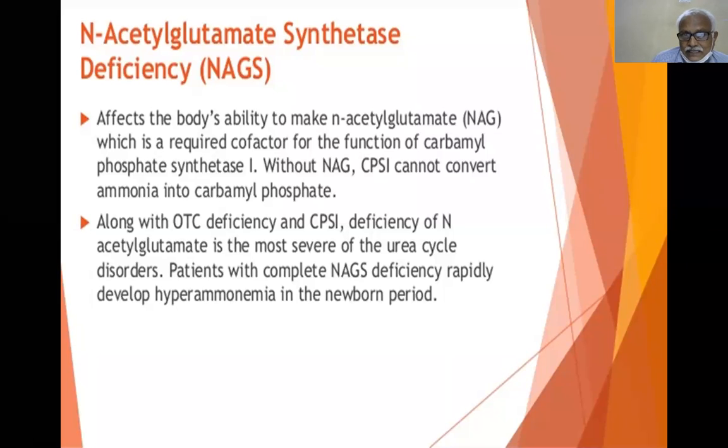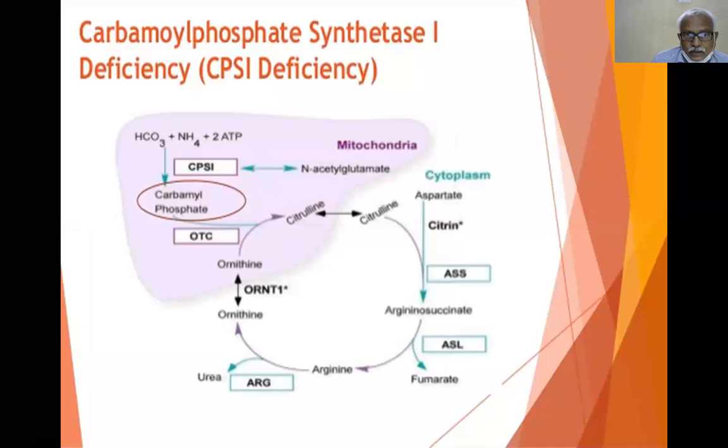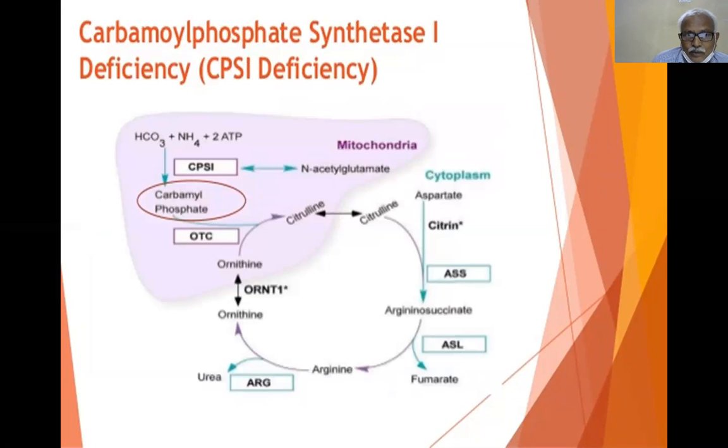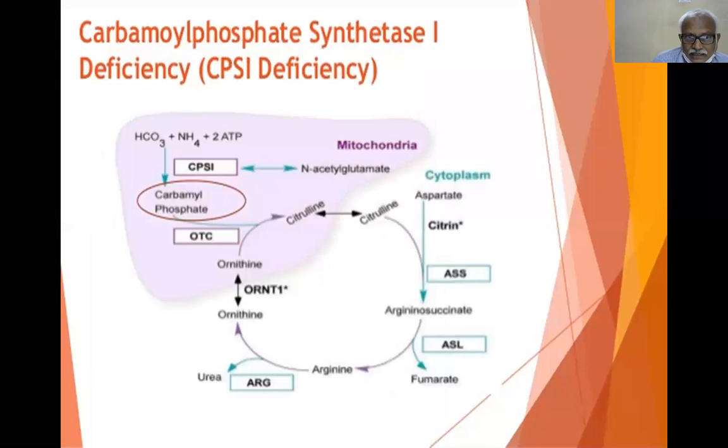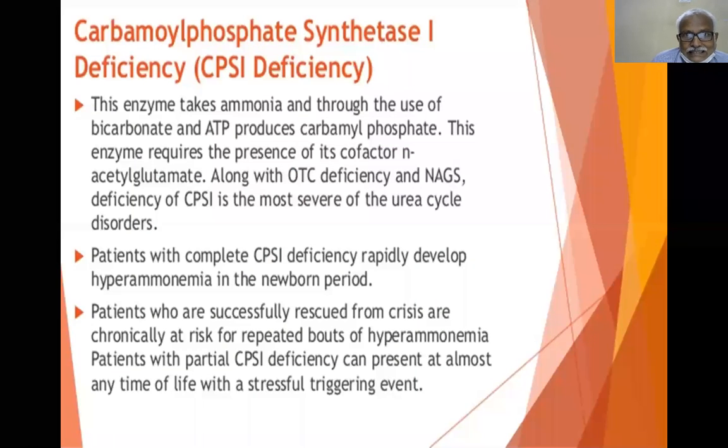Along with OTC deficiency and CPS1 deficiency, deficiency of N-acetyl glutamate is the most severe of the urea cycle disorders. Patients with complete NAGS deficiency rapidly develop hyperammonemia in the newborn period. So you remember this in the mitochondrial compartment, the N-acetyl glutamate, and here carbamoyl phosphate. So carbamoyl phosphate synthetase 1 deficiency, CPS1 deficiency. So this enzyme takes ammonia and through the use of bicarbonate and ATP produces carbamoyl phosphate.